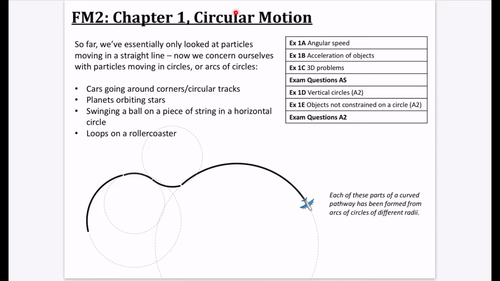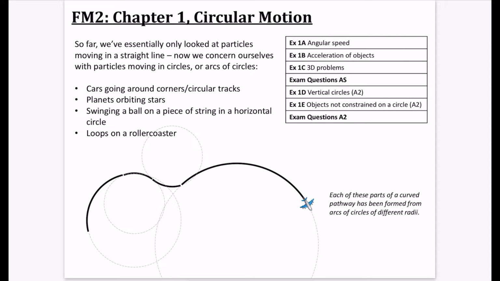So this first chapter is about circular motion, and so far we've essentially only looked at particles that are moving in a straight line. Now we concern ourselves with particles moving in circles or in arcs of circles. These might be some of the things we've got here. It could be cars going around corners or circular tracks. It could be planets orbiting stars, that's circular motion. It could even be swinging a ball on a piece of string in a horizontal circle.